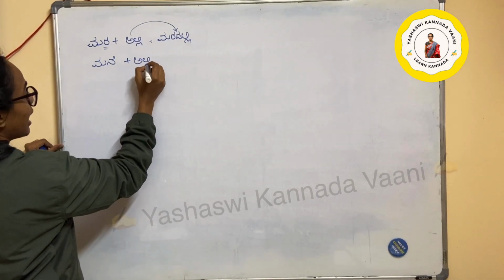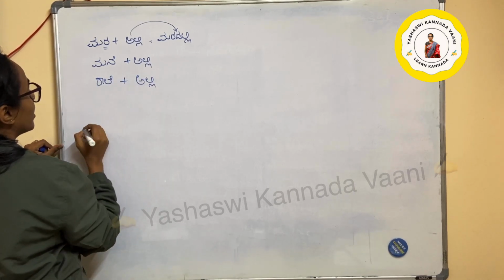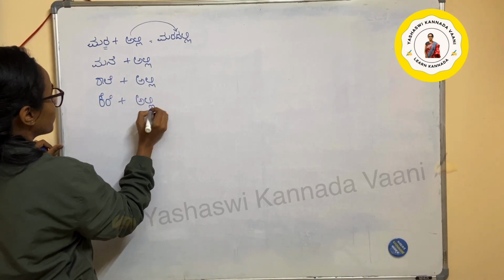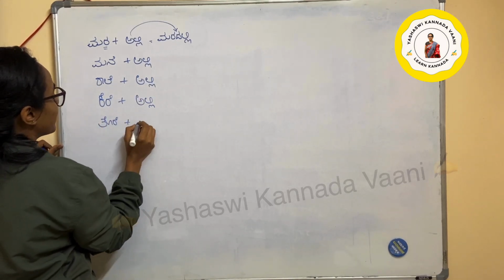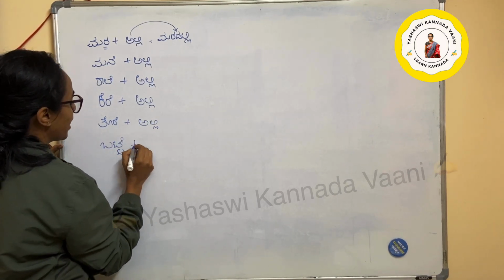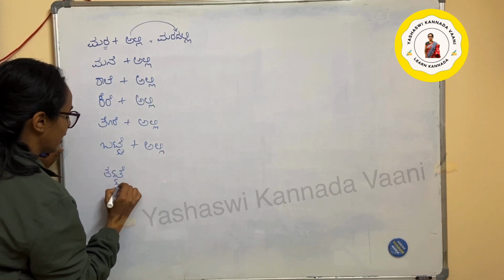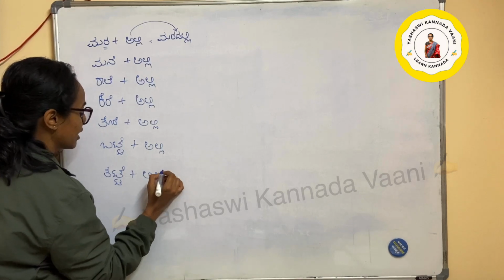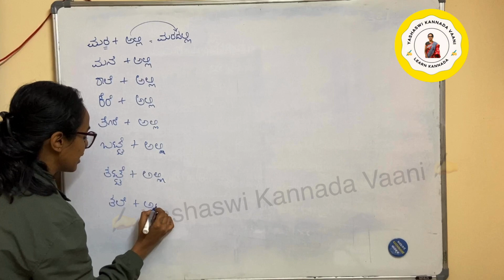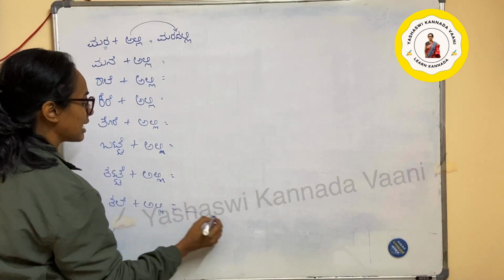Mane plus alli. We have shale plus alli. We have kere plus alli. Tore plus alli. Sorry for the background dog barking. Batte plus alli. Tatte plus alli. Tale plus alli. And also there are different cases where there is an i sounding.